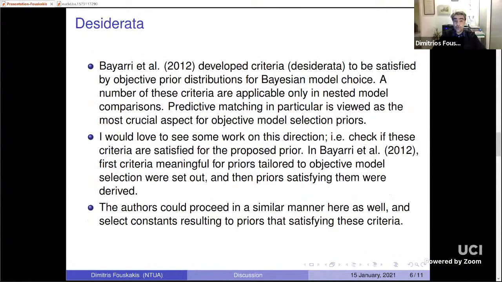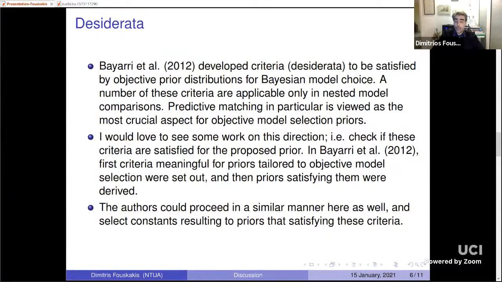Also, I'm a very big fan of this paper from almost 10 years ago now by Susie Bayarri, Garcia Donato, Gonzalo, Annabelle, and Jim Berger, that developed these desiderata, the criteria that have to be satisfied by objective prior distributions for Bayesian model choice. And of course, a number of these criteria are applicable only in nested model comparisons. And I believe that predictive matching is probably the most crucial aspect for objective model selection priors. So I would love to see some work in this direction.